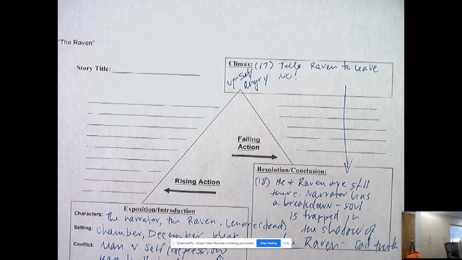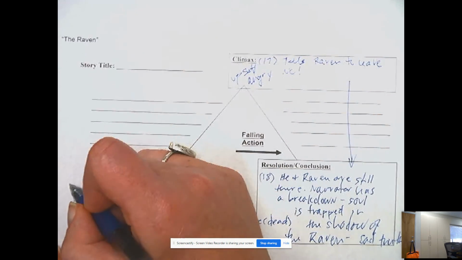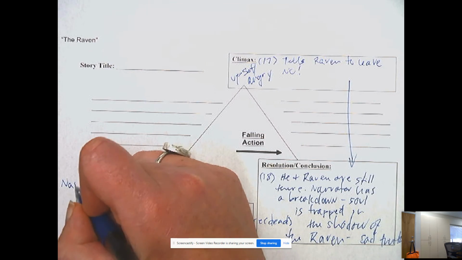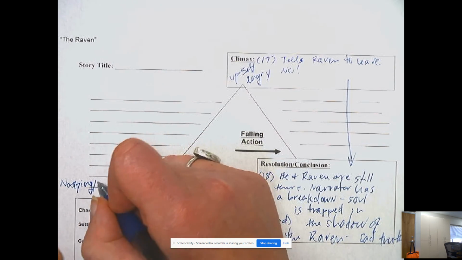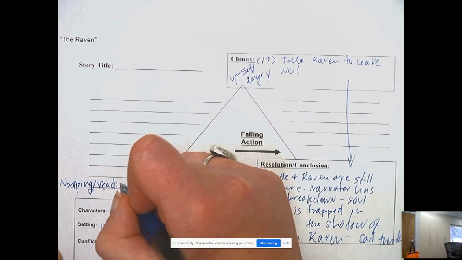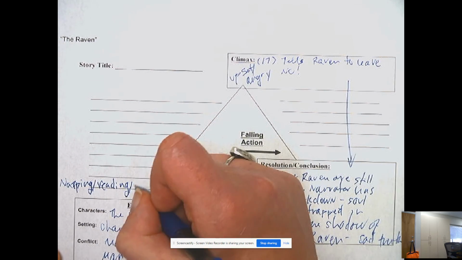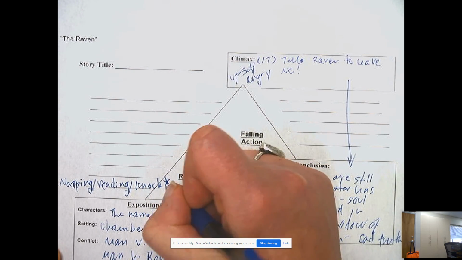So filling in the rest is basically stanzas 1 through 16, which is a lot, but we're going to try to compact this down. So we know that the story begins with our narrator napping, reading, and there's a knock at the door.